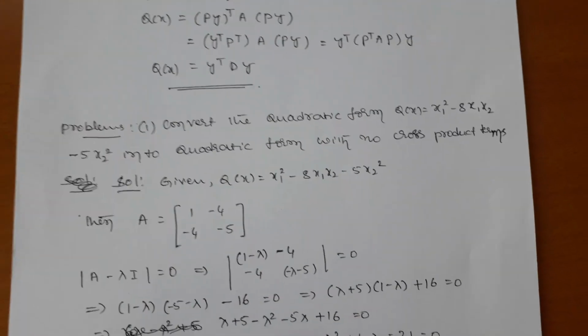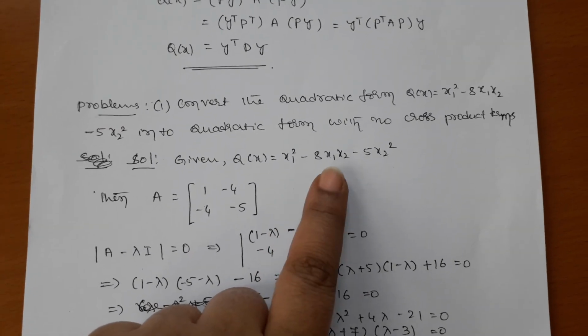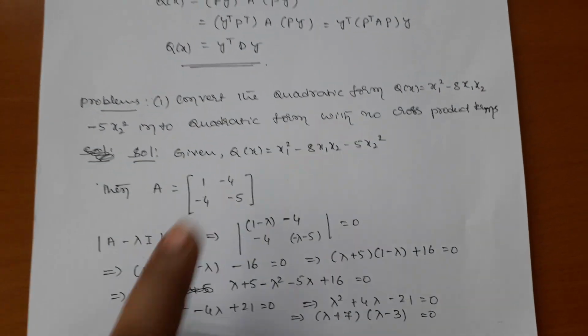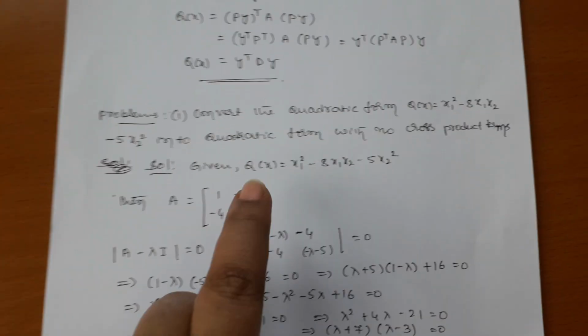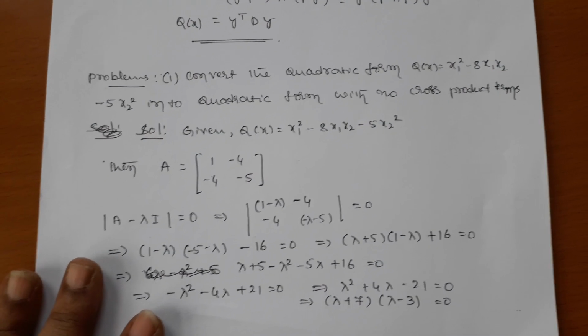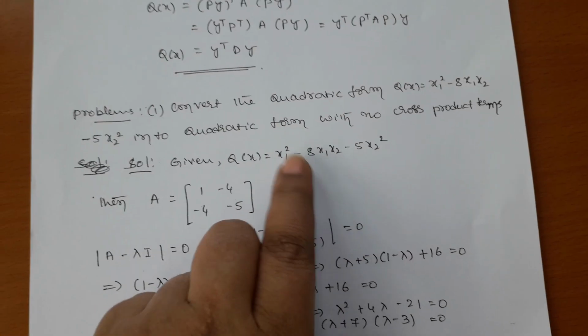First you take the given quadratic form. What's the given quadratic form? They gave x1 square minus 8x1 x2 minus 5x2 square. First you write our matrix A. You know that we already discussed in the previous video how to write the matrix from the quadratic form.